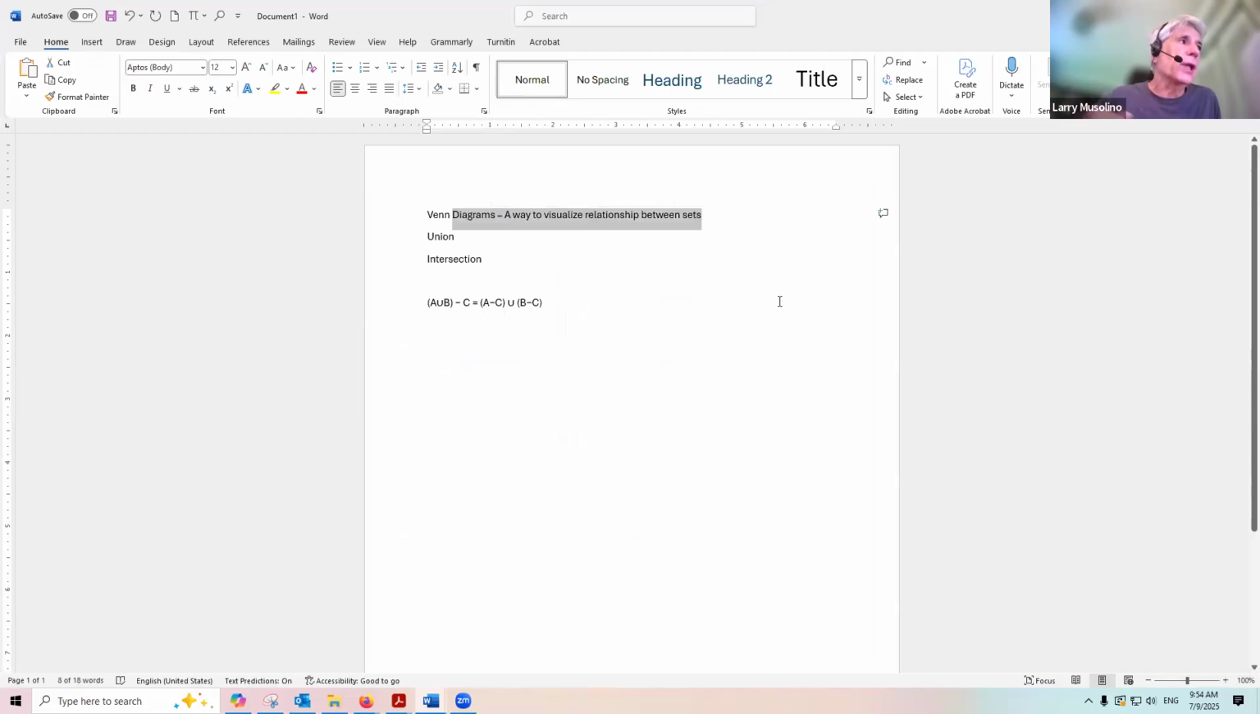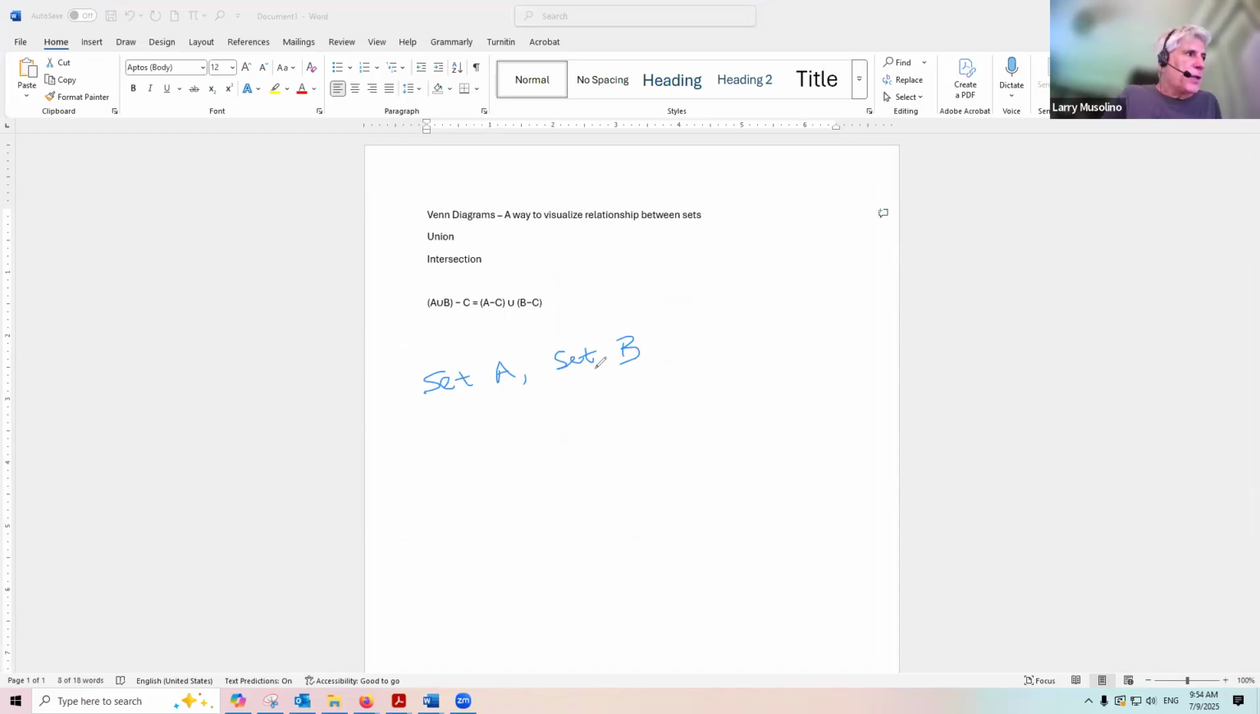Well, it's a way to visualize relationships between sets. Let's say I have a set A and a set B. And maybe these sets have overlaps. Let me give you an example. Let's say I have some students taking history, a history course, and some other students taking a math course.